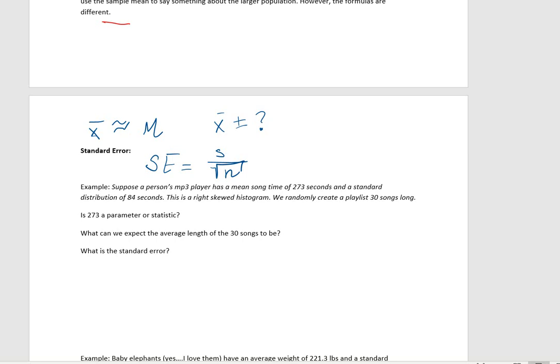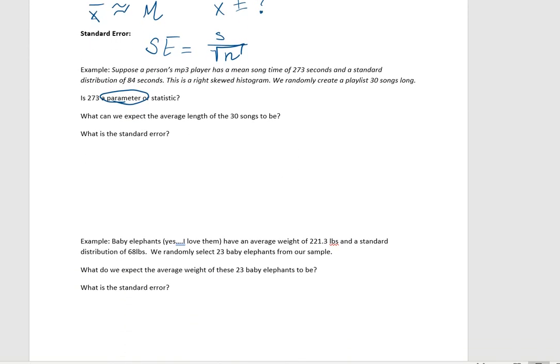So let's look at an example. Suppose a person's MP3 player, just so you guys know, that used to be a little tiny thing that we played music on that we downloaded from our computers, has a mean song time of 273 seconds and a standard deviation of 84 seconds. That is, it's a right-skewed histogram, and we randomly create a playlist of 30 songs. So the first question is, is 273 a parameter or a statistic? Well, since it comes from all of the songs that we're looking at, that is going to be our parameter.